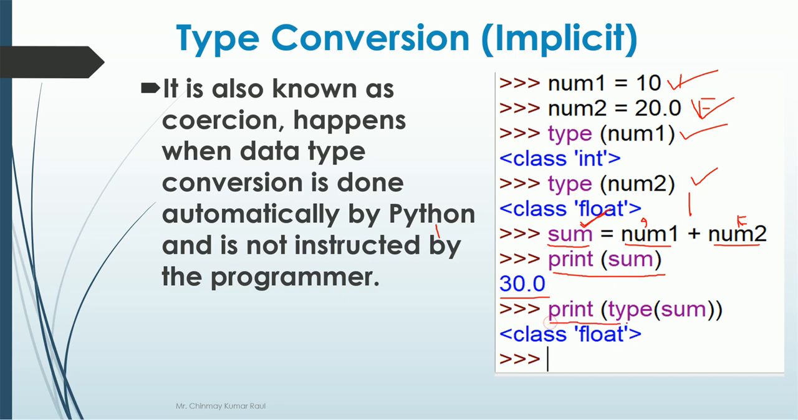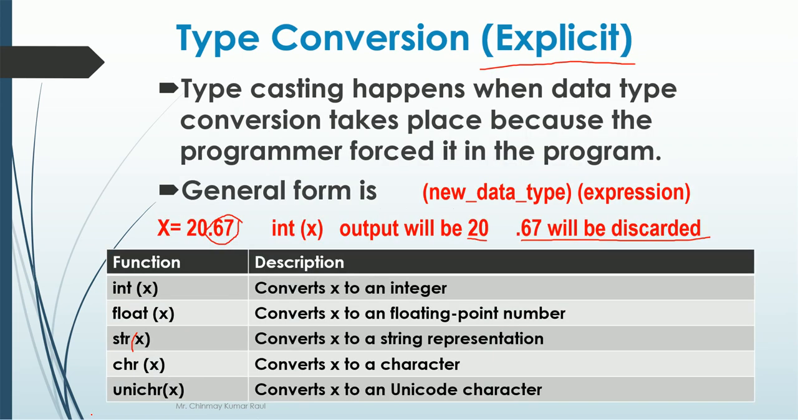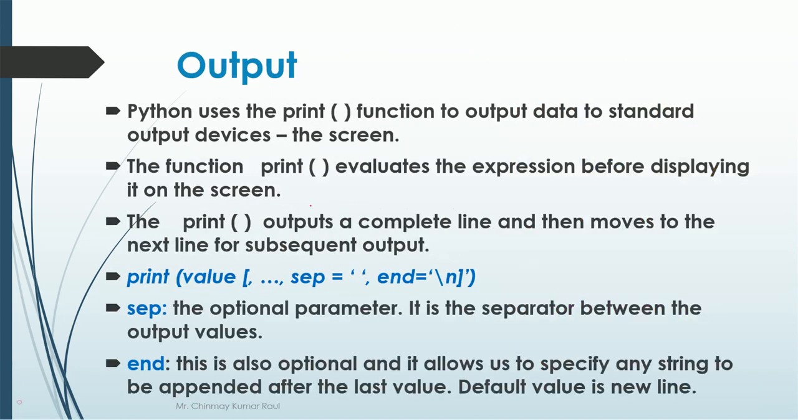Now in a direct way, I can check print type of sum. Sum is which type of data? Just print it. It is float data type. This is called implicit conversion. Automatically it is converted by Python. But in explicit conversion, the programmer has to do it using these functions, deciding what type of data you need to convert. Now I think you understood.